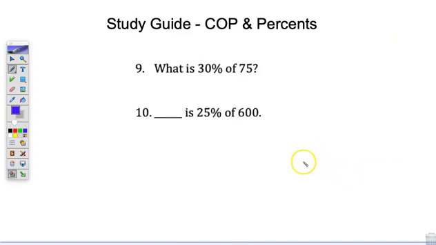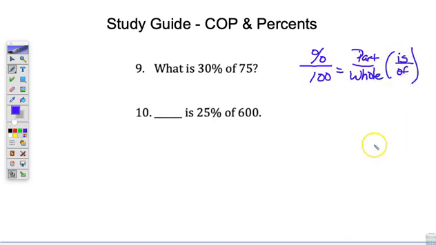For number 9 and 10, once again, you can see we definitely need that percent formula. So making sure that you do memorize this before the quiz, otherwise it would be very difficult to do these problems. In number 9, we are given the percent, so that means it's going to be 30 over 100. And it looks like we're given the whole because I see the word of, so we must be looking for the part.